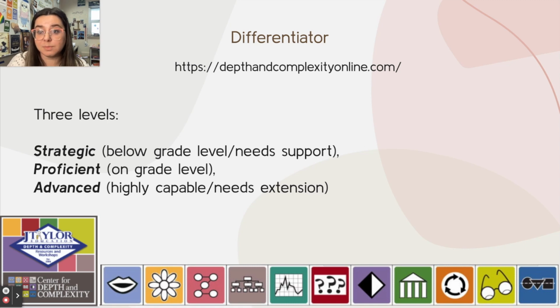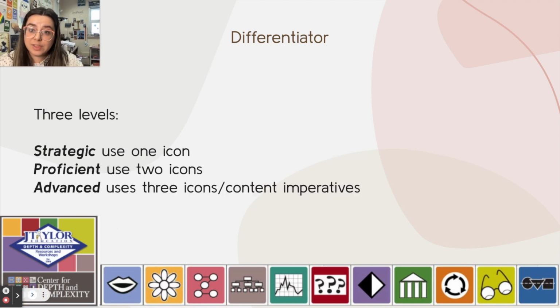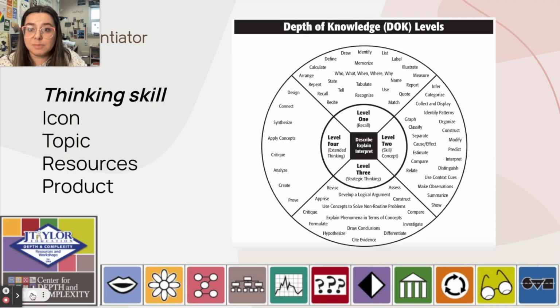Proficient would be the student is on grade level. And advanced, that's where we're bringing in an extension, a highly capable extension for students. So thinking about how we can use icons, for strategic you can use 1 icon, proficient using 2 icons, advanced you could use 3 icons, or you could blend in the content imperatives. And I'm going to give examples of what that means.